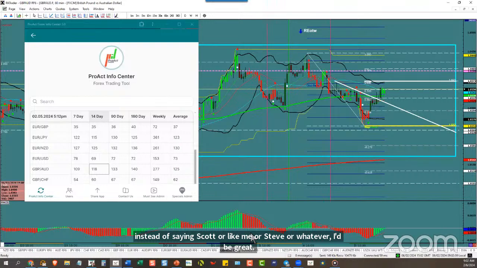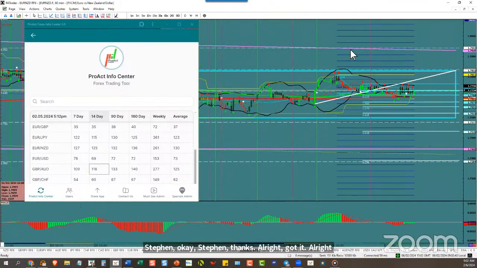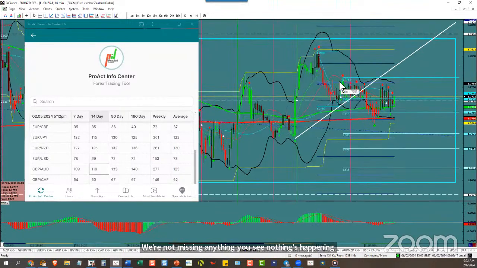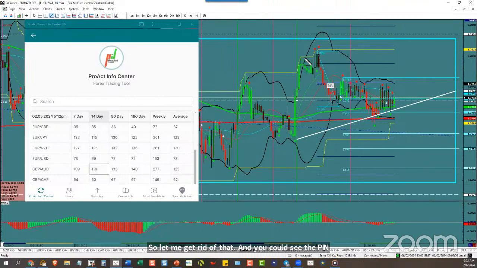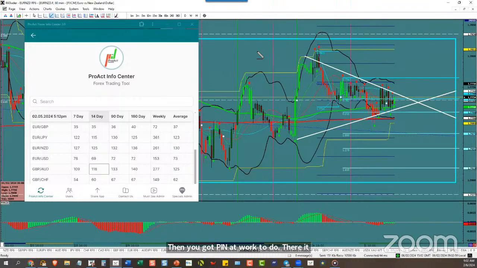All right, got it. Let's go check here in New Zealand. We're not missing anything. You see, nothing's happening, so we're not missing anything. We got a breakout and we have a pennant. So let me get rid of that, and you can see the pennant. If you go, I didn't see the pennant, then you've got pennant work to do. There it is. Now, that pennant should go to the upside. That's what this pattern does. If you go up like this, we're coming out like this, and we're going to do exactly whatever that is.